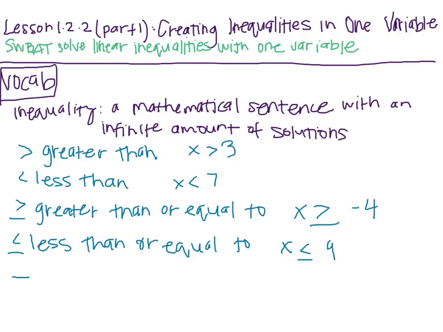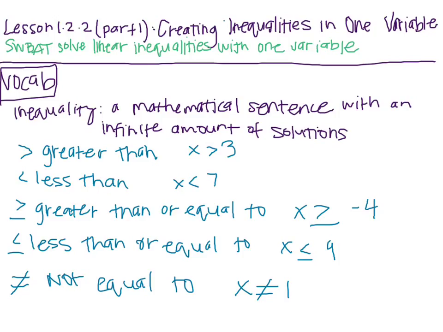We actually do have one more symbol. This means not equal to. So I could say something like x is not equal to 1. So it could be any number from -infinity to +infinity except for 1.